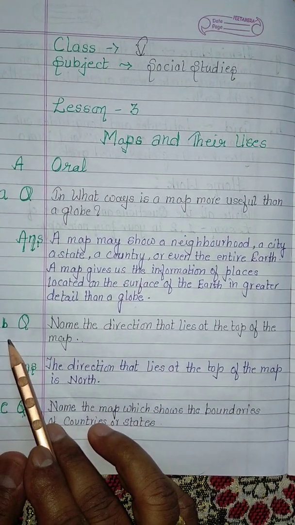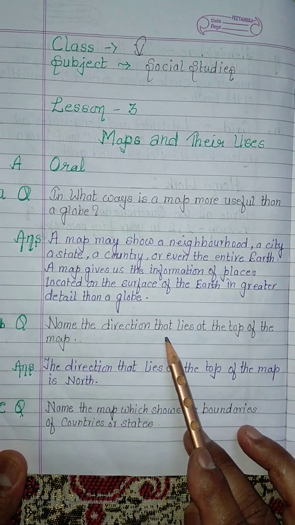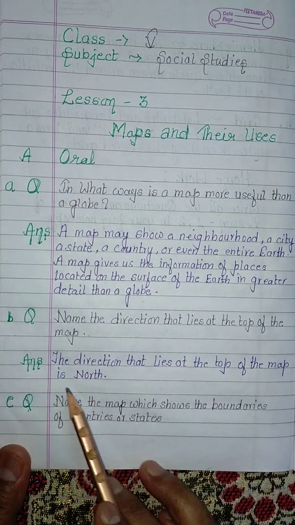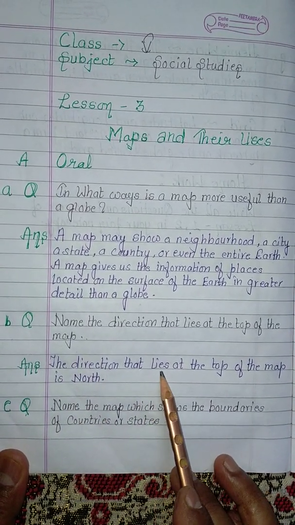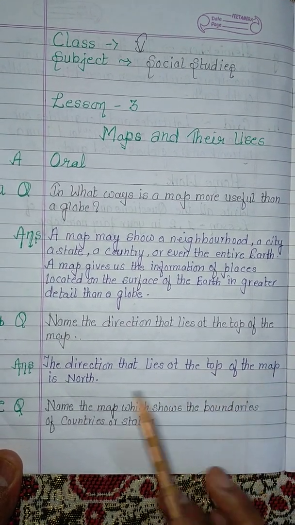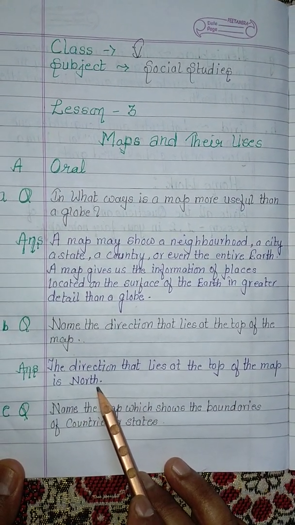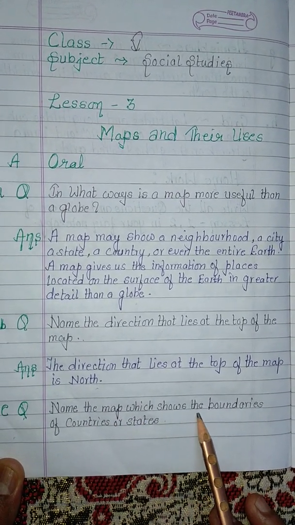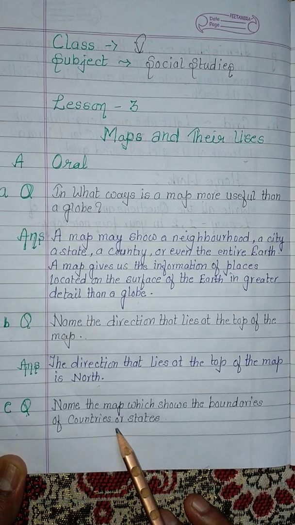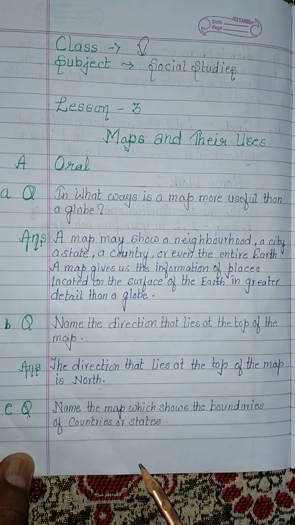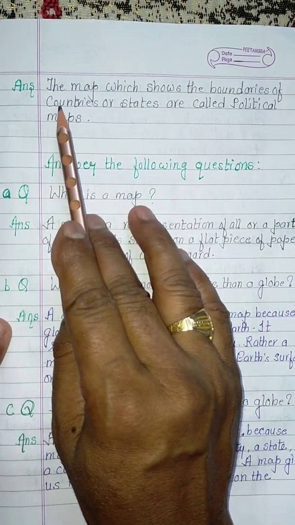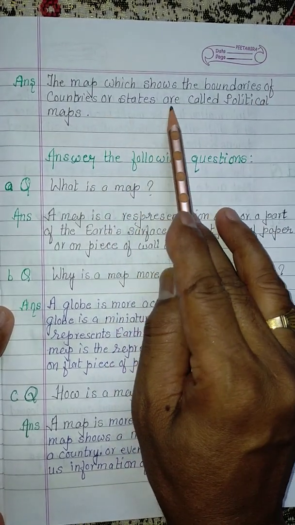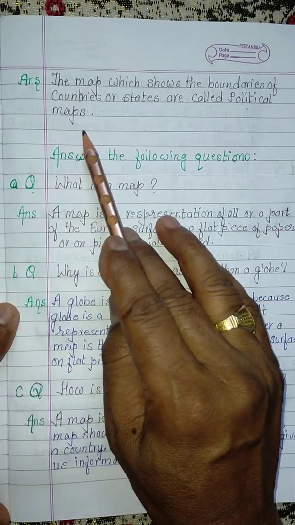Question B. Name the direction that lies at the top of the map. Answer. The direction that lies at the top of the map is north. Question C. Name the map which shows the boundaries of countries or states. Answer. The map which shows the boundaries of countries or states are called political maps.